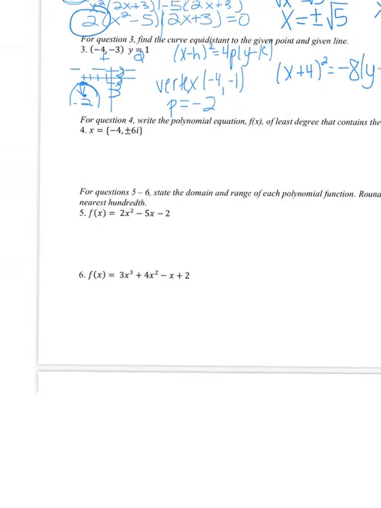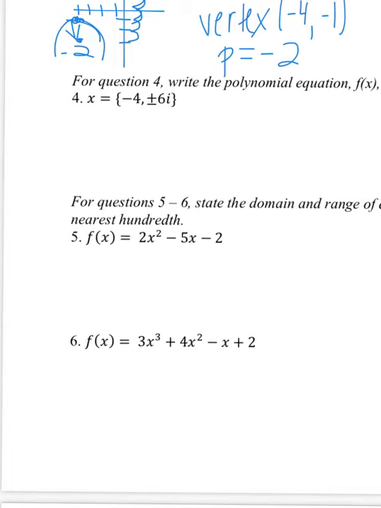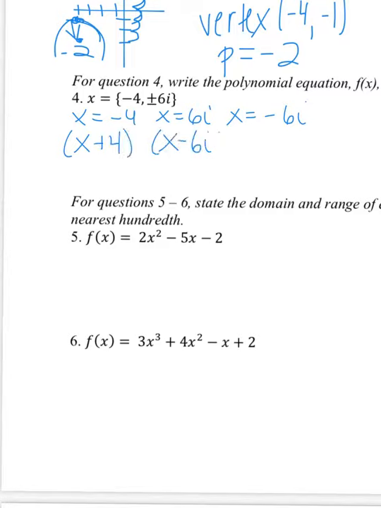For number 4, write the polynomial equation of least degree that contains the following roots. So x equals -4, x equals 6i, x equals -6i. So this factor is x plus 4. This factor is x minus 6i. This factor is x plus 6i.